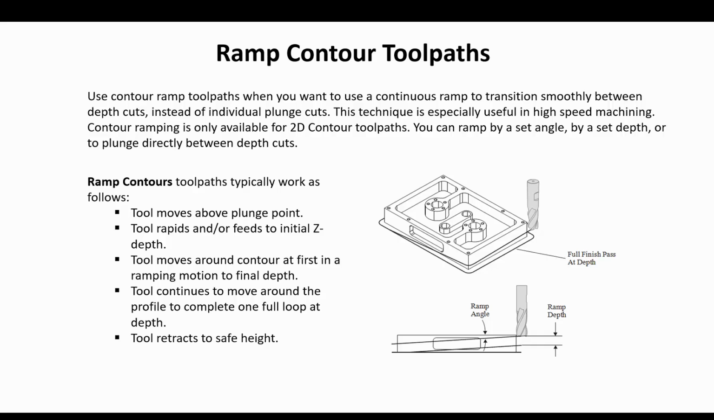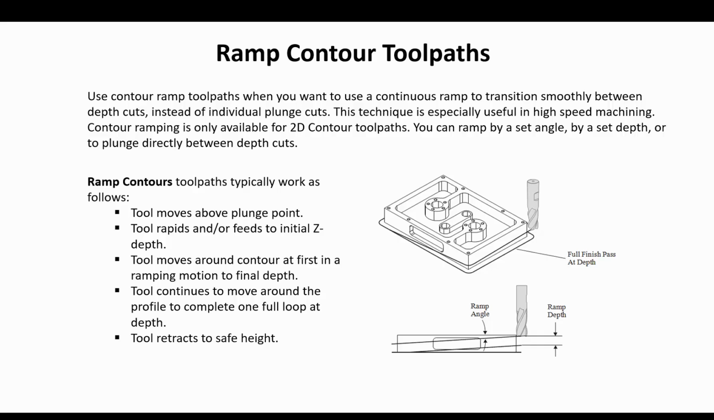Use ramp contour toolpaths when you want to use a continuous ramp to transition smoothly between depth cuts instead of individual plunge cuts. This technique is especially useful in high-speed machining. Contour ramping is only available for 2D contour toolpaths. You can ramp by a set angle, by a set depth, or you can plunge directly between depth cuts.